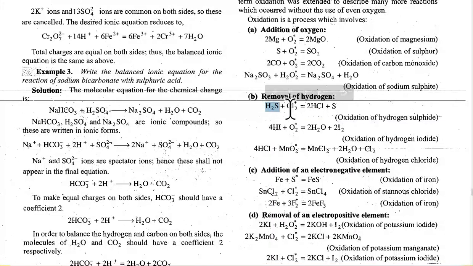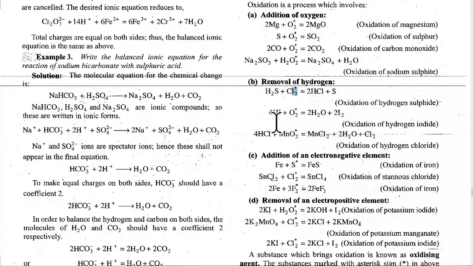Okay, but what happened with Cl2? Cl2 gets converted into 2HCl. So we say reduction of Cl2 is taking place here. Reduction of Cl2 into HCl and oxidation of H2S into S take place in this reaction. So this is how we read the reaction. There are two other examples.